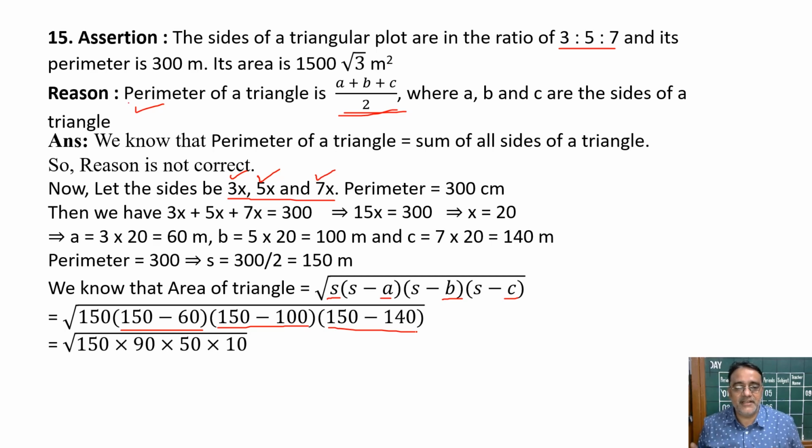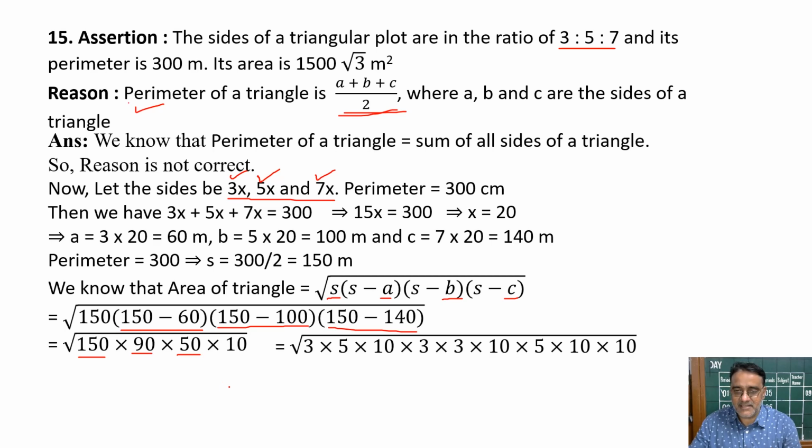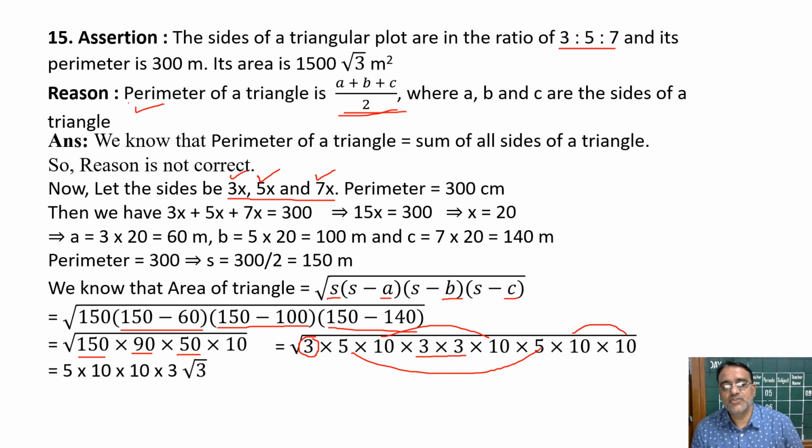So 150 into 90 into 50 into 10 has come. 150 we can write 3 into 5 into 10. 90 we will write 3 into 3 into 10. 50, 5 into 10 into 10. Look, everything came in pairs, all are in pair. Leaving one 3, see, two 3s, two 10s, another two 10s and one 5, right? So 5 into 3 into 10 into 10. So we are getting 1500 root 3 meter square.